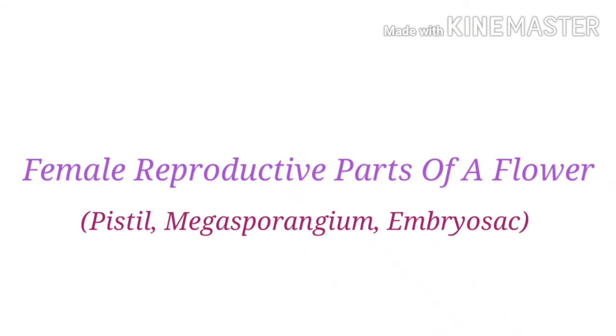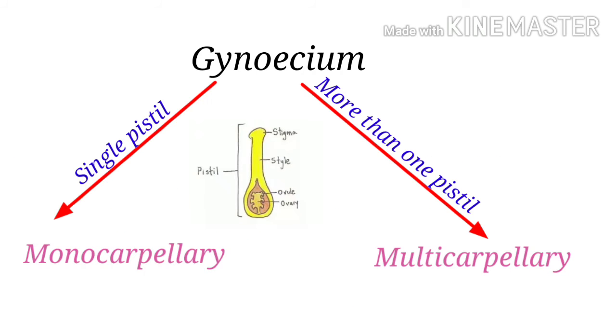Today we are going to study the female reproductive part of a flower, that is the pistil, megasporangium and embryo sac. Do you know what is gynoecium? Gynoecium represents the female reproductive part of the flower.